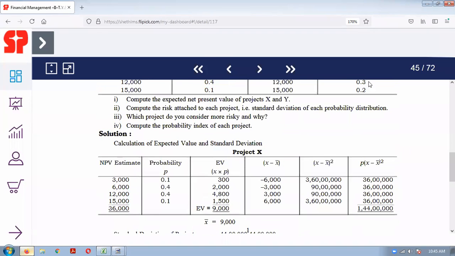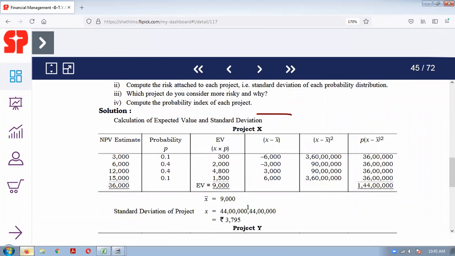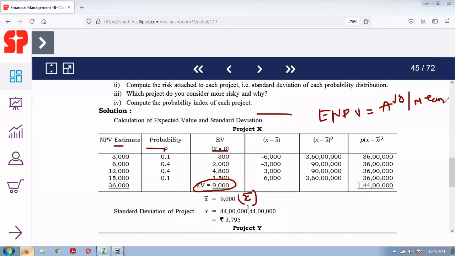Now, next question is what? Risk of the project. Risk will be calculated using which? Standard deviation. So what are the steps for calculating standard deviation? X, probability, X into P, average, then X minus X bar. Expected NPV is also called as X bar, average. We know that, already we have discussed. So expected NPV will be average or mean. That is X bar.